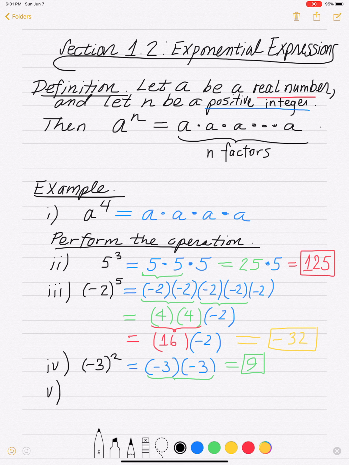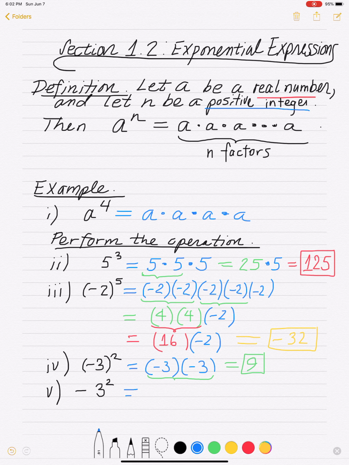Number 5. This time I'm going to have negative 3 squared. Now this is very different than negative 3 squared in parentheses. This is the negative of 3 to the second power, which is different than (negative 3) to the second power. So what does this mean exactly?